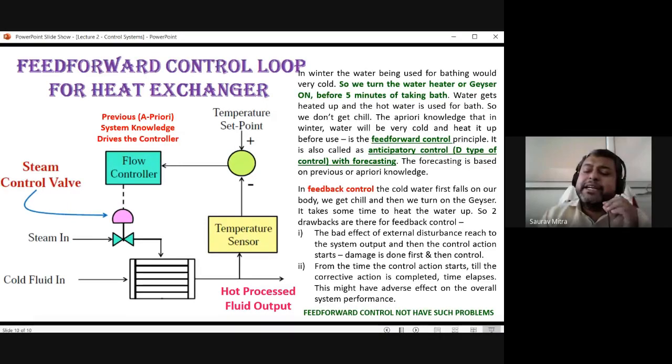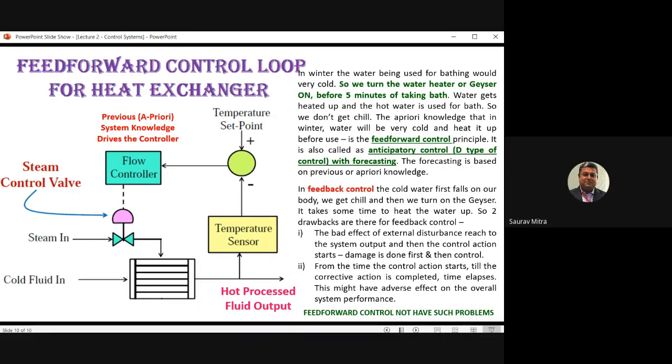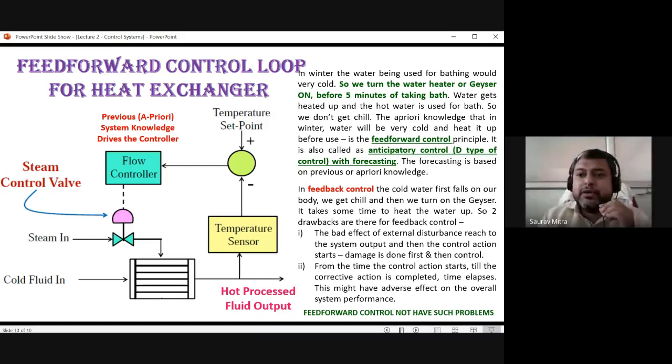Biggest line, you can write down the last line for this lecture. Feed forward control does not allow the disturbance to affect the output. Before the disturbance affects the output, feed forward control takes action. Feedback control allows the disturbance to affect the output. It damages the output. Then the feedback action takes place, and it takes quite a lot of time, a few loops, for the feedback control to bring the output again to the previous level.